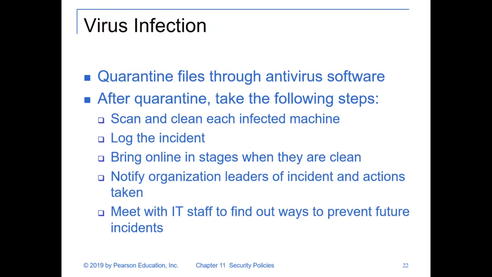If you have a virus infection, you want to quarantine files through the antivirus software. Once you have those files quarantined, you want to scan and clean each affected machine, keep a log of the incident, bring the machines back online in stages when they have been cleaned. You'll notify organization leaders of the incident and the actions that have been taken, and meet with the IT staff to find out ways to prevent future incidents.